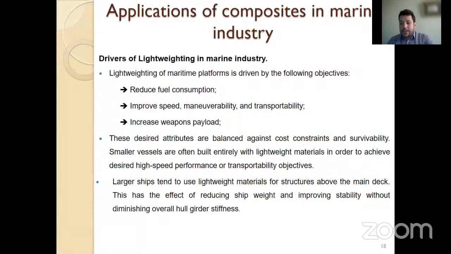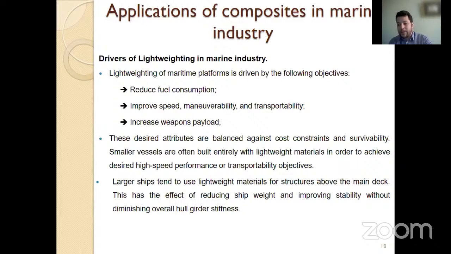Regarding the application of this composite in the marine industry, lightweighting of maritime platforms is driven by the following objectives. These are the reasons that lead experts and societies to think about replacing conventional materials with composite materials. The first reason is to reduce fuel consumption. The second reason is to improve speed, maneuverability, and transportability. And the last reason is the increase of weapons payload for military purposes. These desired attributes are balanced against cost constraints and survivability.